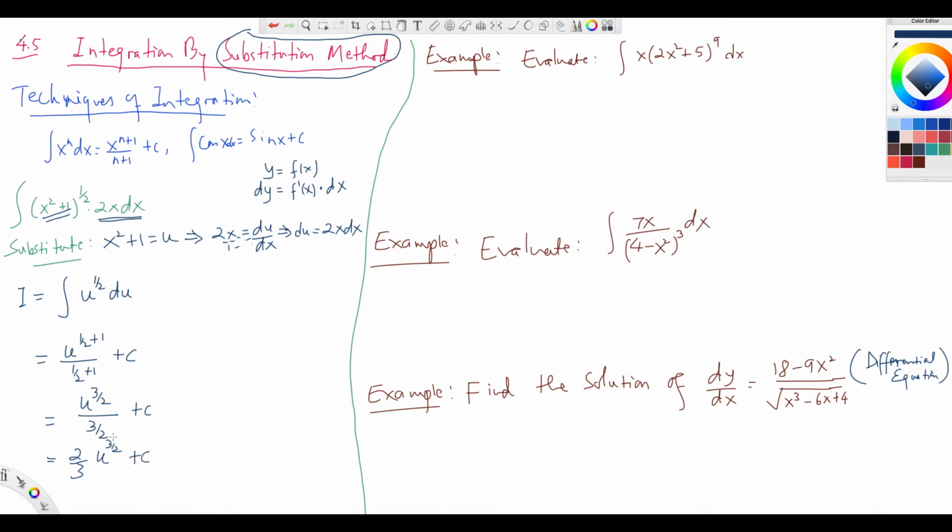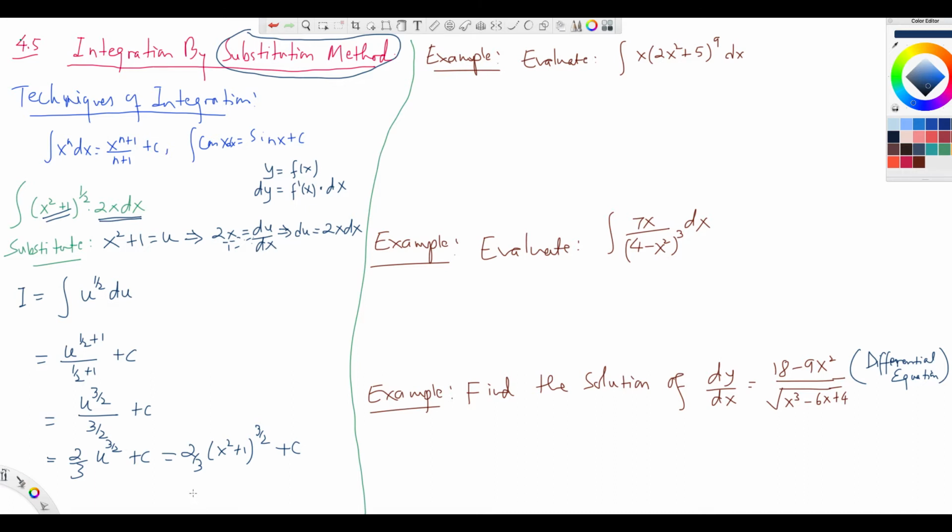This is not the final answer. Why? Because our question was in terms of x. So you need to replace back the value of u. So the final answer will be 2/3. What was our value of u? x squared plus 1 and then to the 3/2 plus c. This is the final answer.